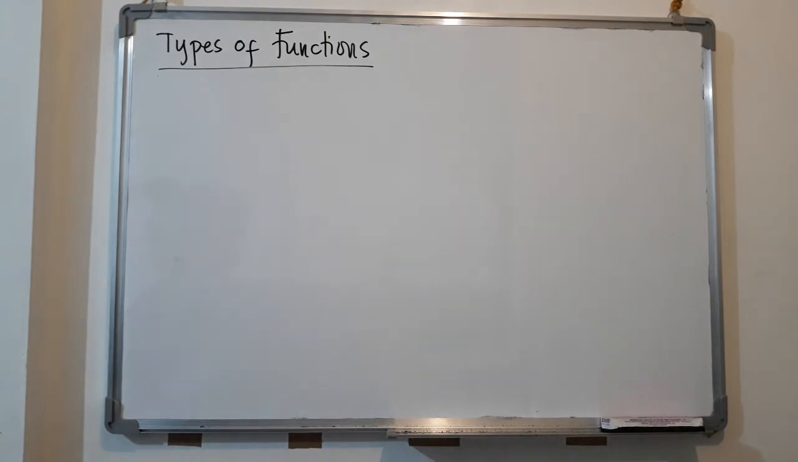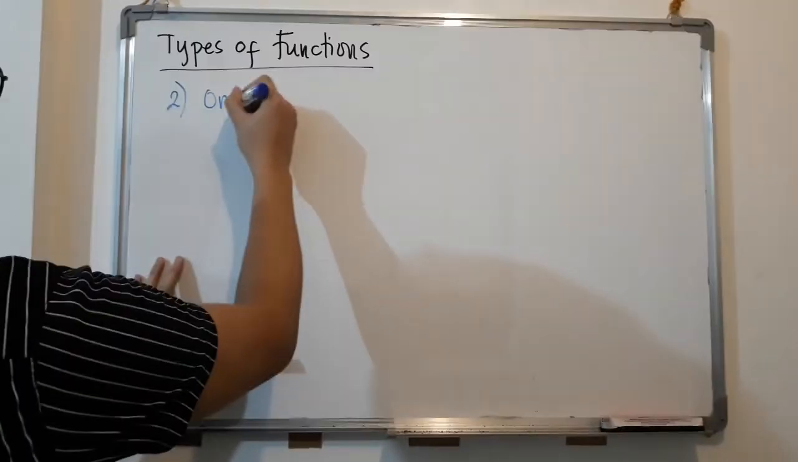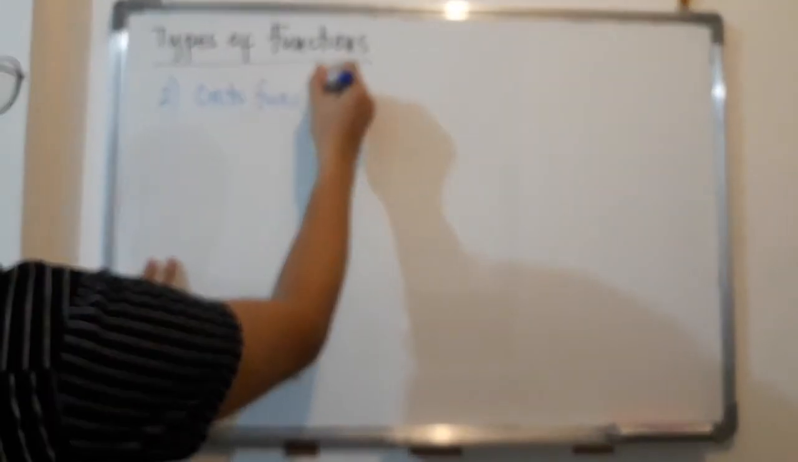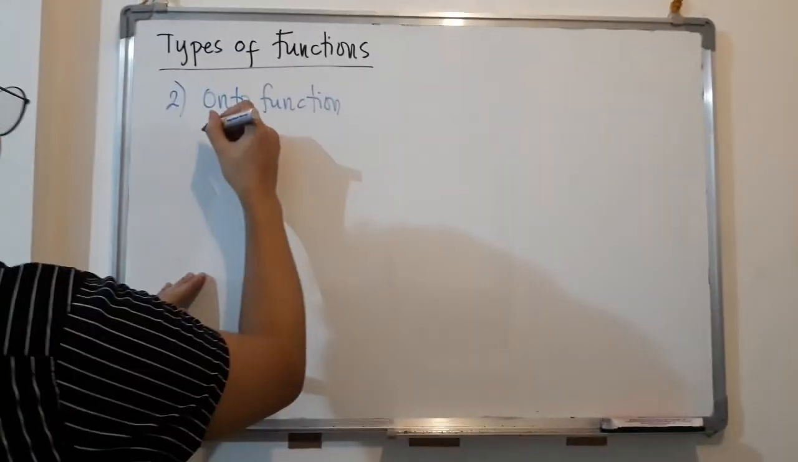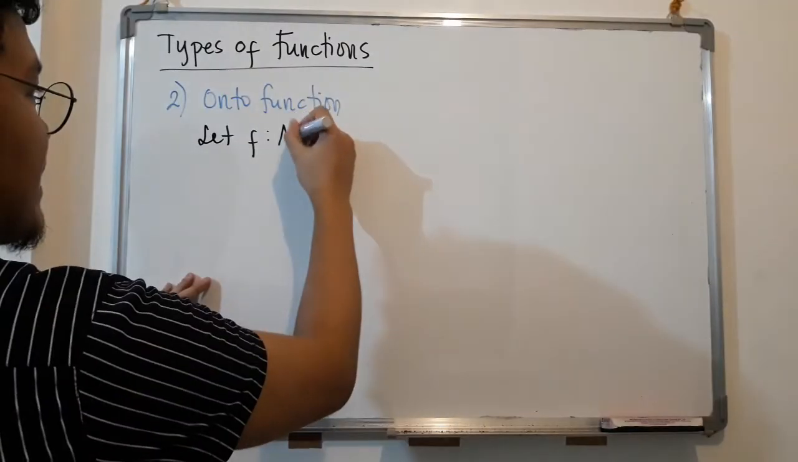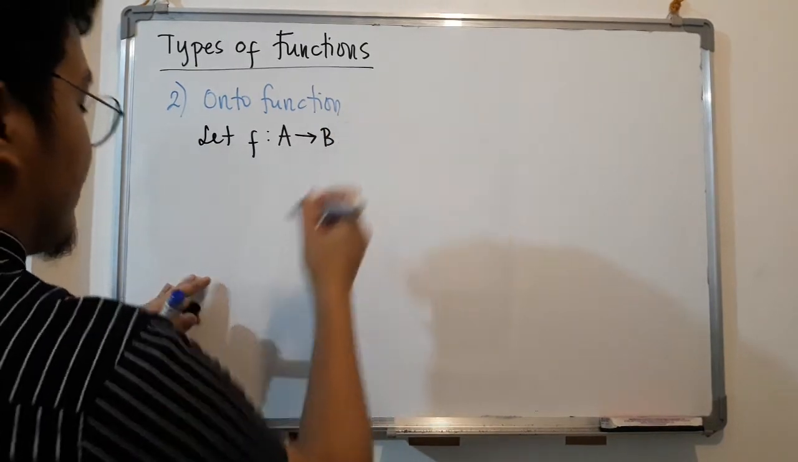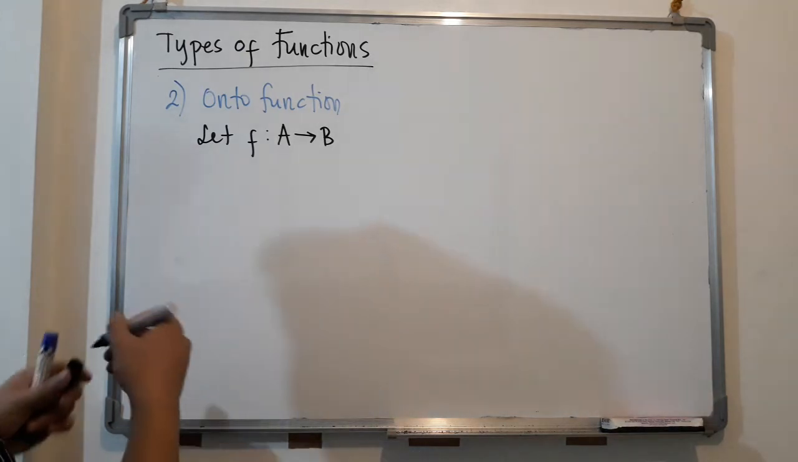Second classification of function is the so-called onto function. So what is this onto function? Again, we let f be a mapping of set A to set B, such that f is a function from set A to set B. Now, f is an onto function if and only if, okay?